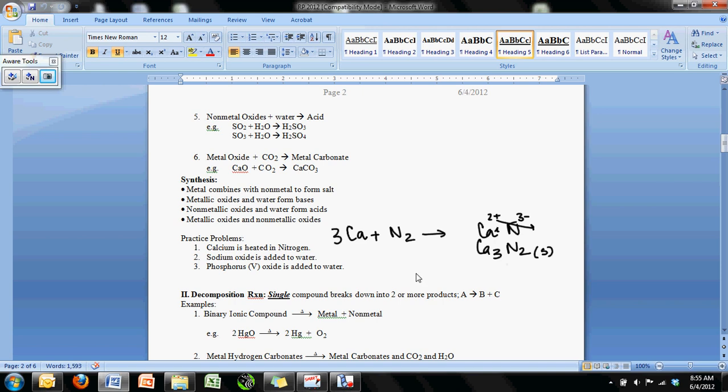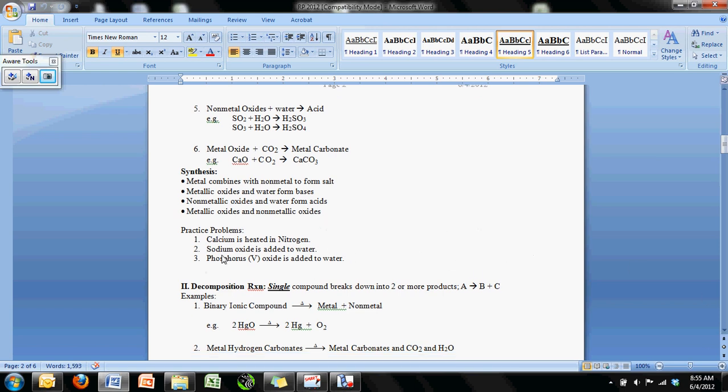So your balanced reaction here will be 3Ca plus N2 gives you Ca3N2, and you will not be breaking calcium nitride because they don't say that it's an aqueous solution. So this is the net ionic for the first one. Now for the second one, sodium oxide is added to water. What is the formula for sodium oxide? Na2O. How do you get that? Because when you crisscross it, oxygen forms 2- and sodium forms 1+, and you add it to water.